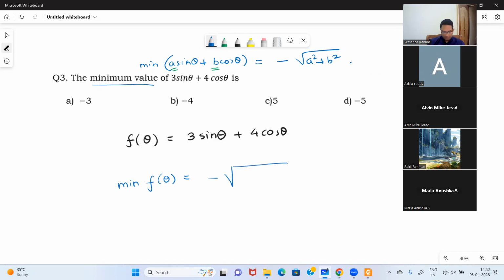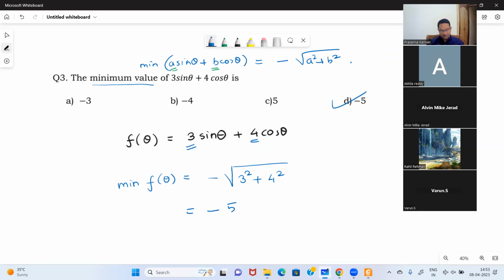Minus square root of, what is a? 3 sin theta, so 3 square. What is b? 4, so 4 square. Plus 4 square. So what is 3 square plus 4 square? 25. Root 25, minus root 25. Yes, that is minus 5. Understood, guys?